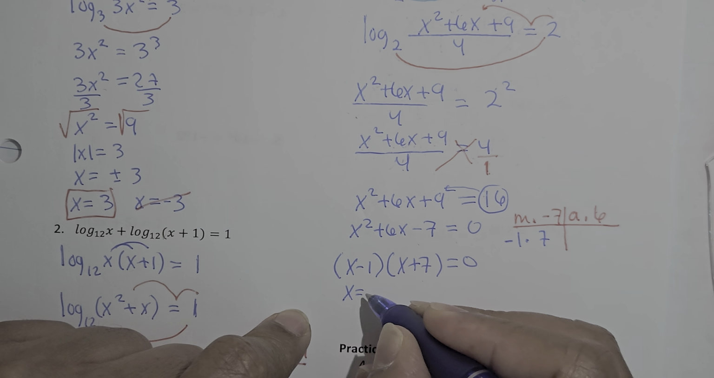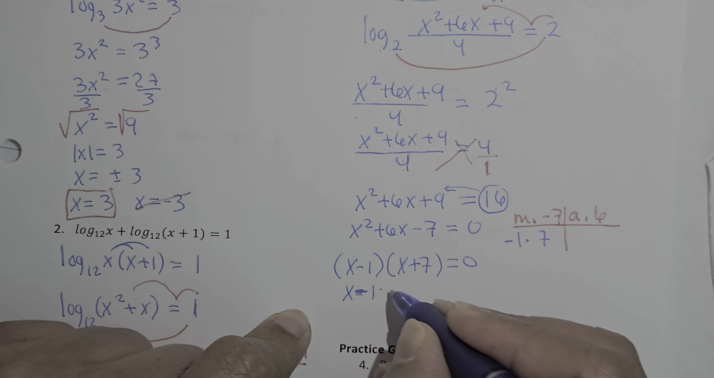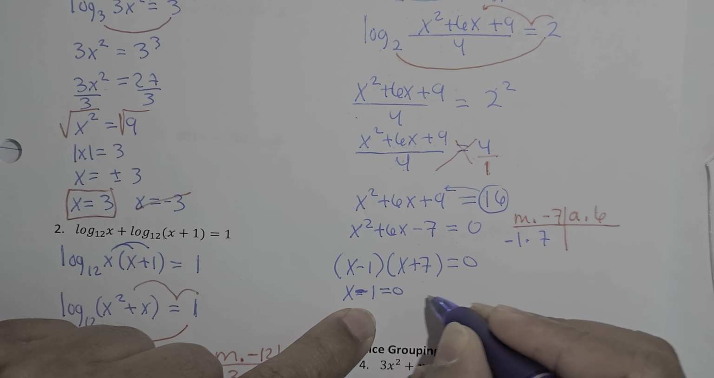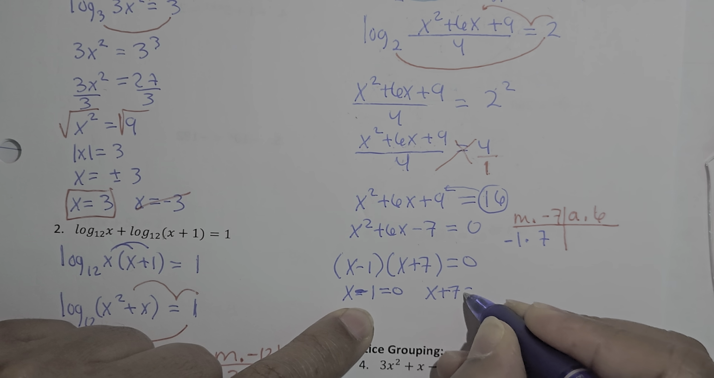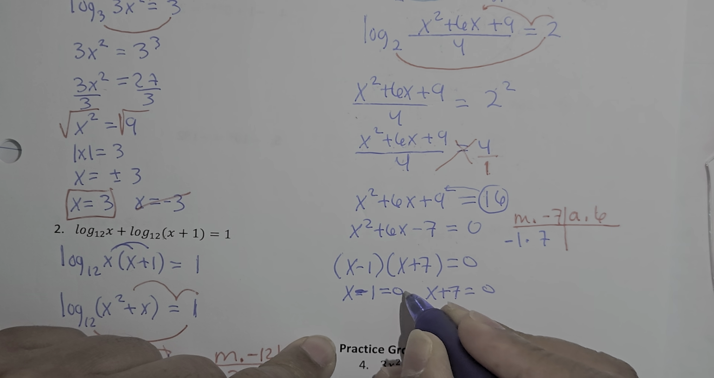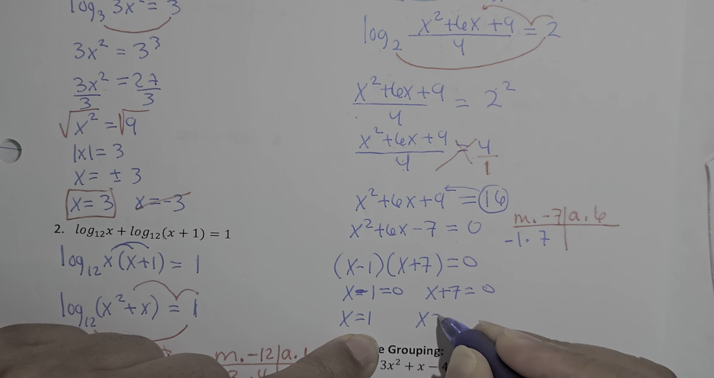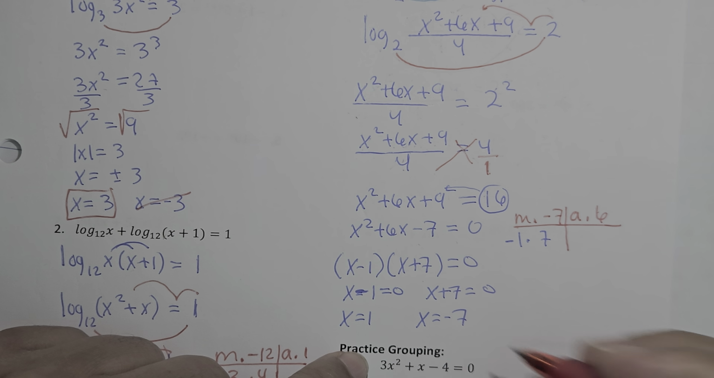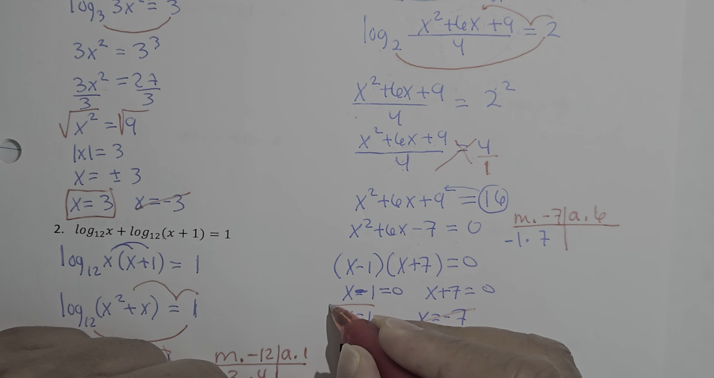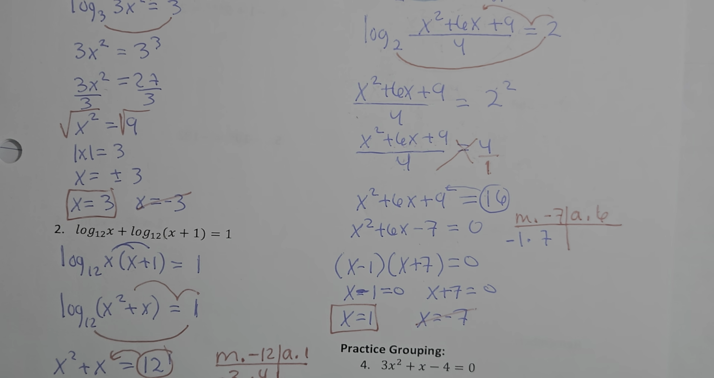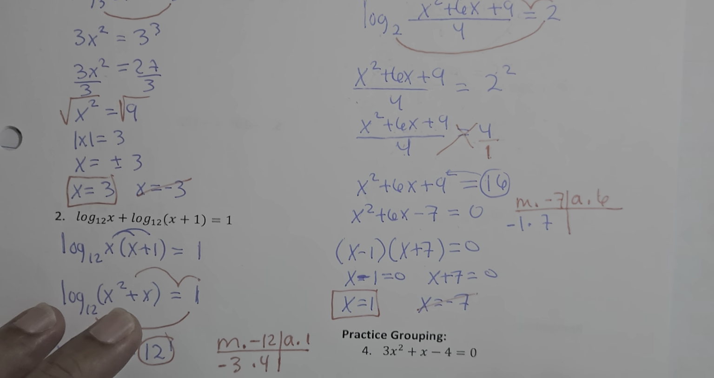Setting each factor equal to 0, we find, okay, so let me not jump the gun here. So x minus 1 equals 0, and x plus 7 equals 0, which means for this one you add 1. So then x equals 1, and for this one you subtract 7, so x equals negative 7. And again, we can't use negative values, so that means the only solution we can use is x equals 1. Okay, so that's example number 3.